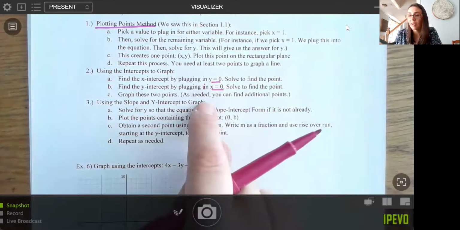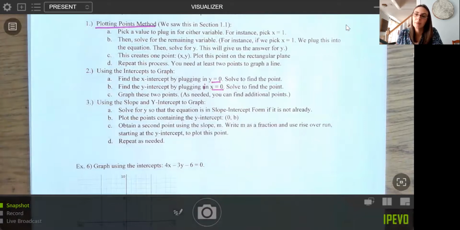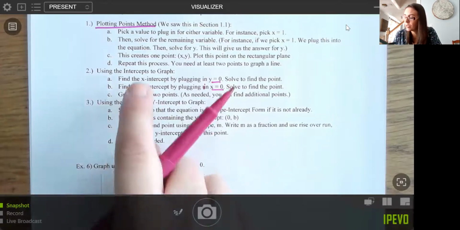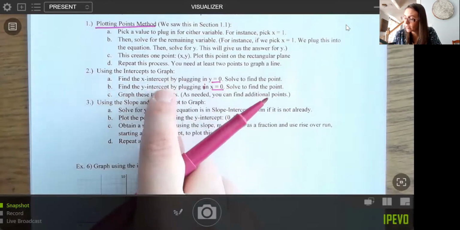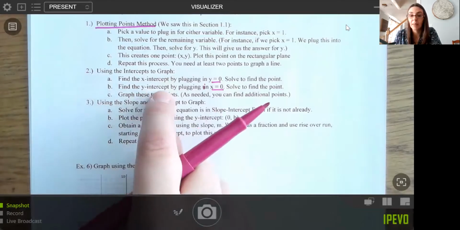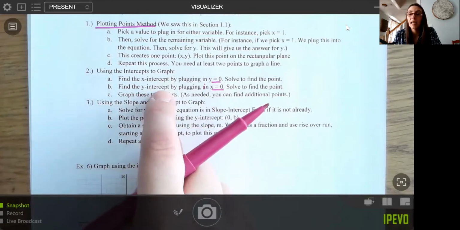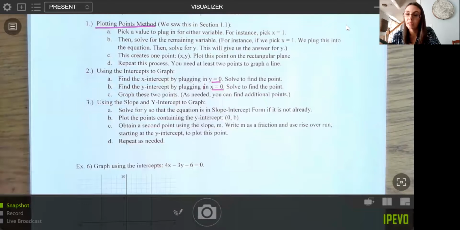As needed, you could always find additional points. If you want to find that third point or extra points, you can always do that. But if it says to use the intercepts, then those are the two that you really want to graph in MyMathLab. Otherwise, it will mark you wrong. The only exception is sometimes your x and y intercepts could be the same if they're both the origin, in which case you would then need another point to graph. But otherwise, usually this method works pretty well.